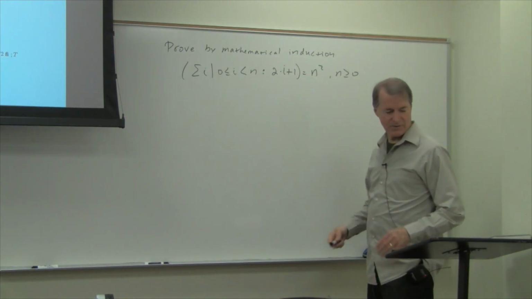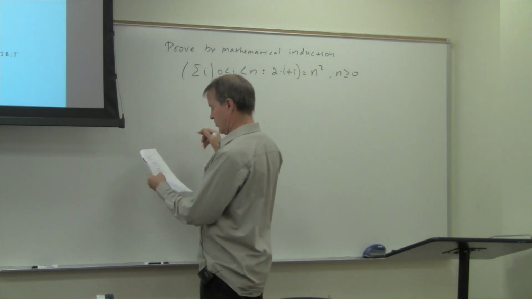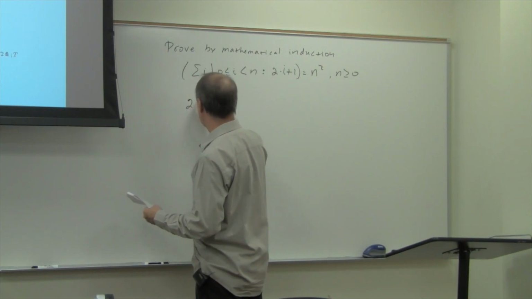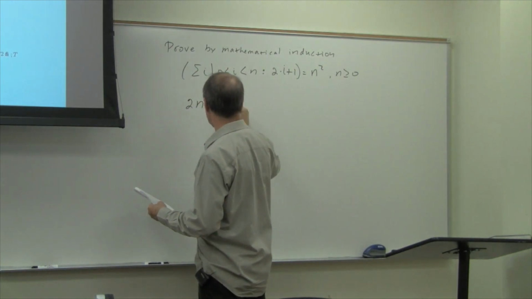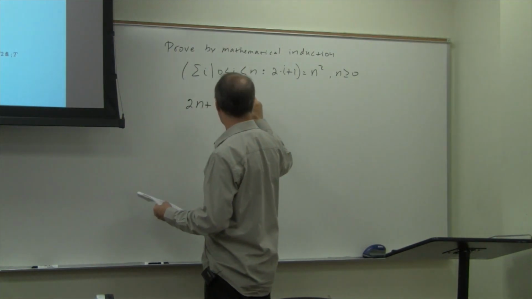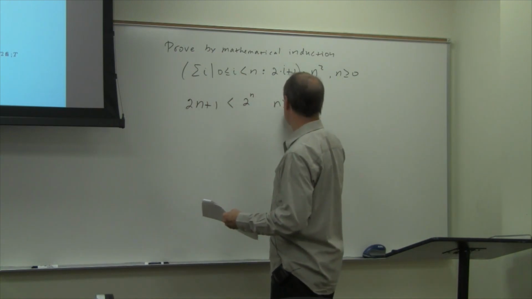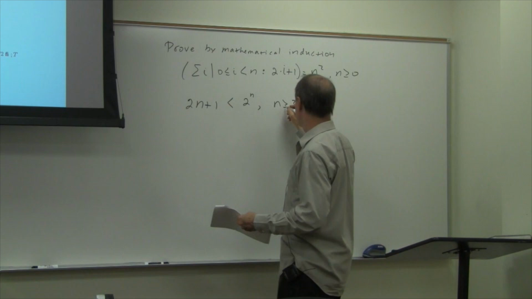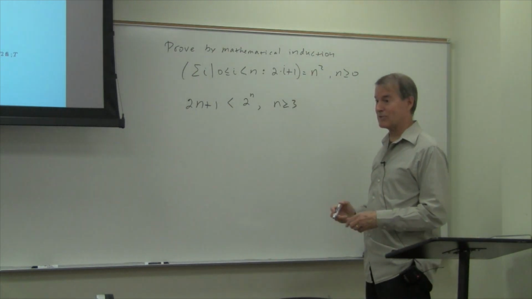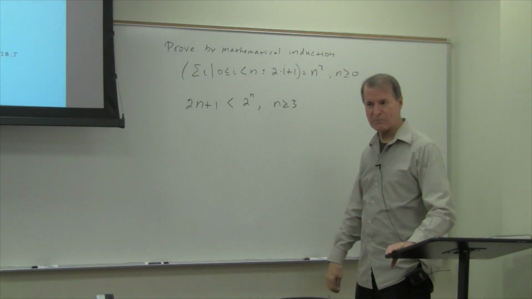Now, how about this one? Prove by mathematical induction that 2n plus 1 is less than 2 to the n for n greater than or equal to 3. These inequality ones are a little tricky. Okay, so you guys can pause.